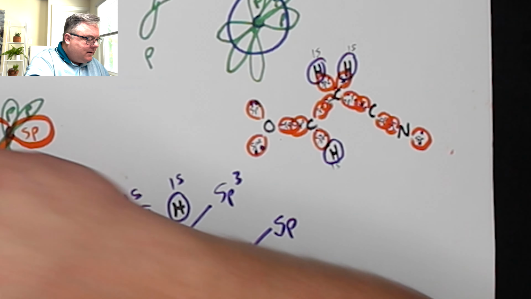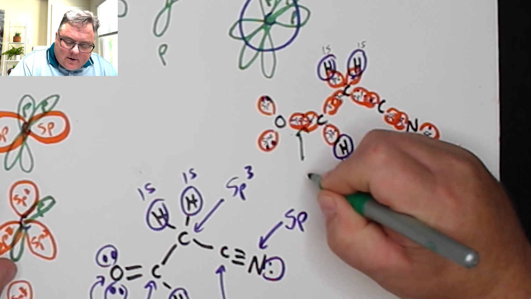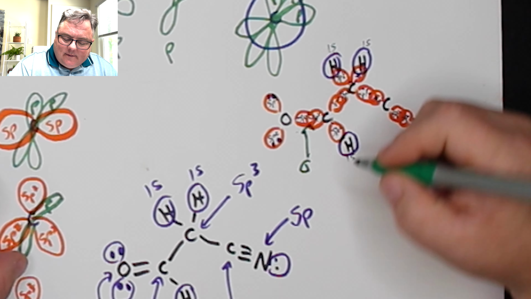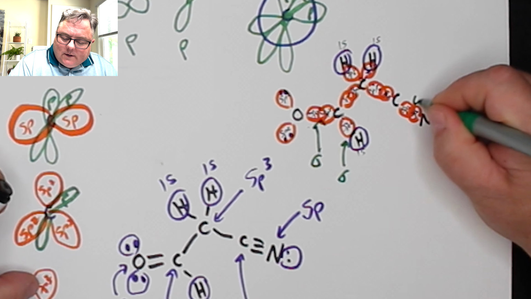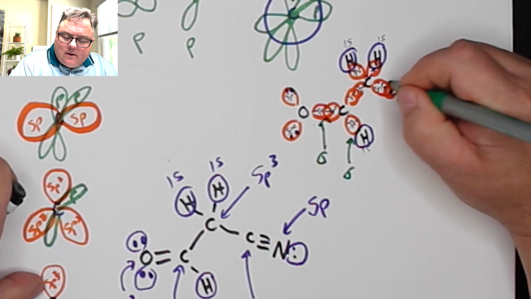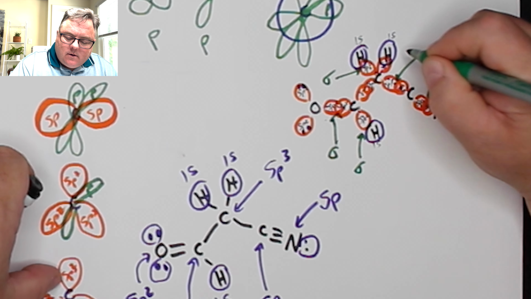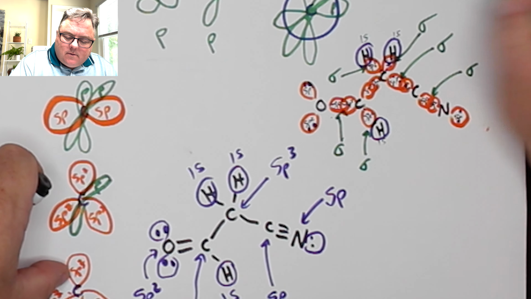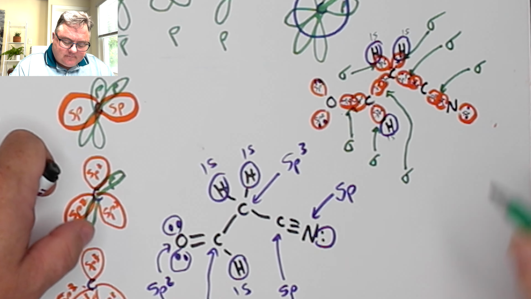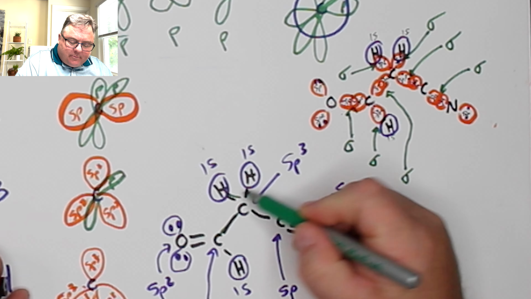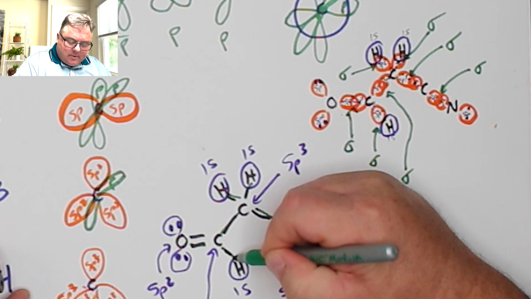So all of these bonds that are directly between two atoms we call sigma bonds. All of these spots are sigma bonds, the ones that are directly between two atoms. And there's one more sigma bond right there. So this first bond that we put between them is called a sigma bond.